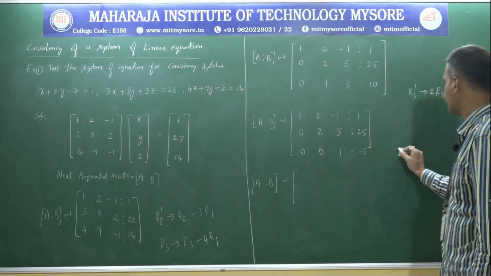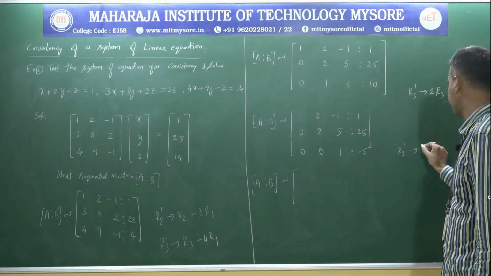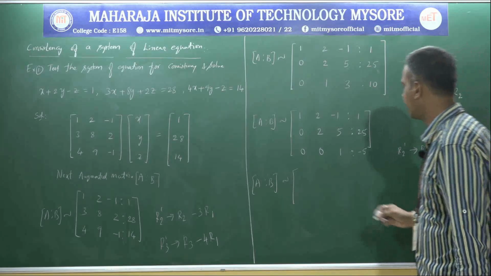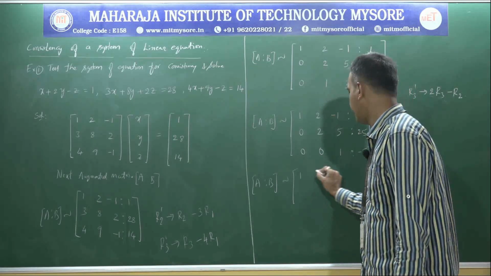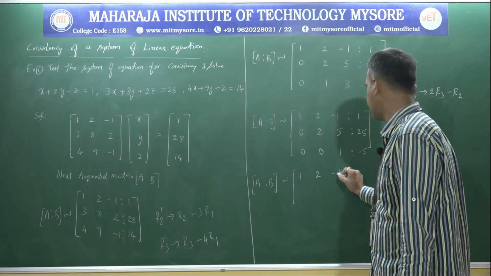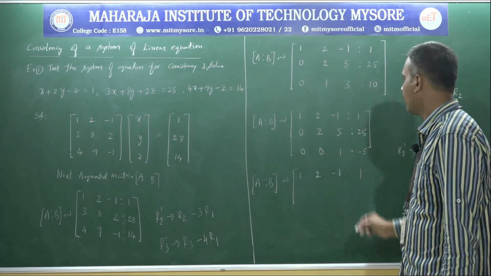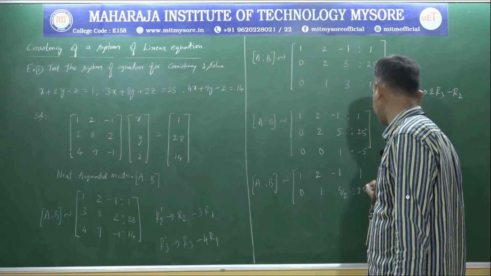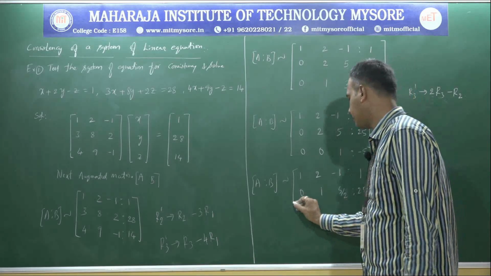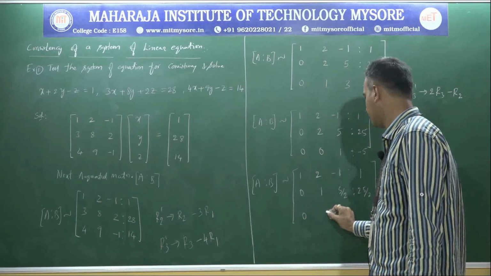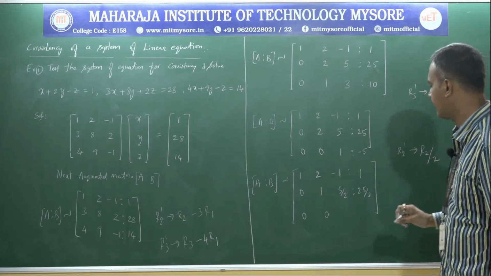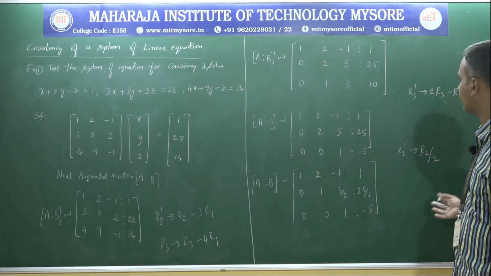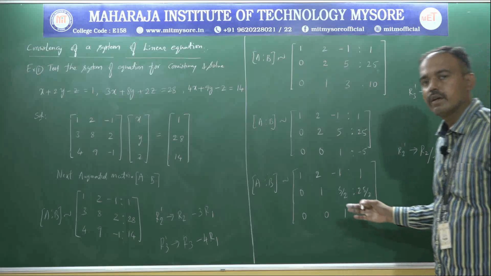Now we apply the transformation in such a way that R2 dash changes to R2 divided by 2. R2 denominator 2 means the first row has no changes, same as it is. The second row is 0, 1, 5 by 2, 25 by 2. Now the next one is 0, 0, 1, minus 5. Finally, we can denote the solution for the equations.